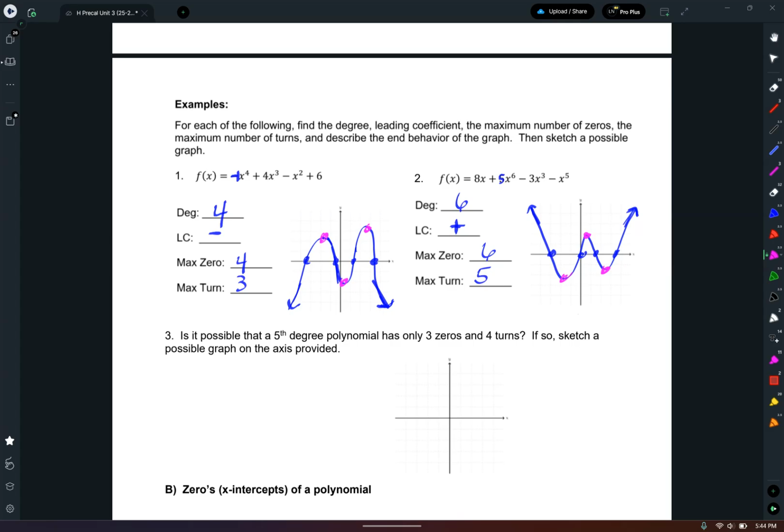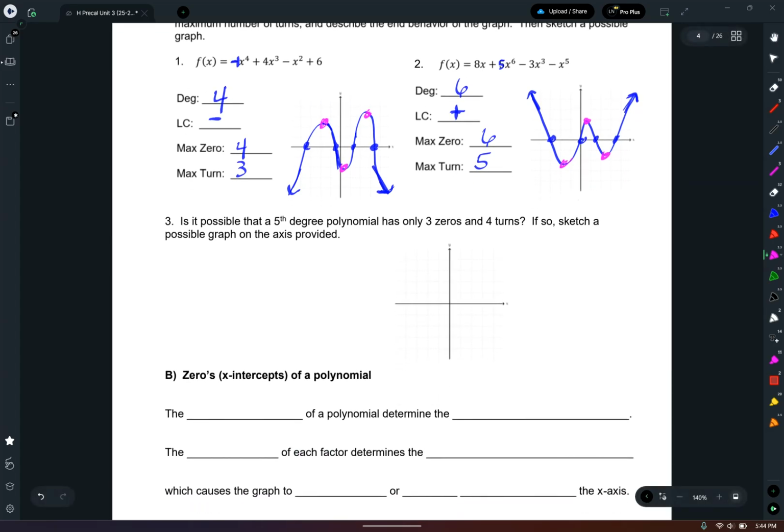Okay, so is there any other kind of information we could get? Well, first of all, look at number 3. Is it possible to have a 5th degree polynomial that has only 3 zeros, meaning exactly 3 zeros and 4 turns? So if so, sketch the possible graph. So if it's a 5th degree, then that means the ends are in opposite directions. So I'll go with this opposite direction. Well, in order to connect those, I have to cross at least one time, right? So there's 1 zero, but this is saying I want 3 zeros.